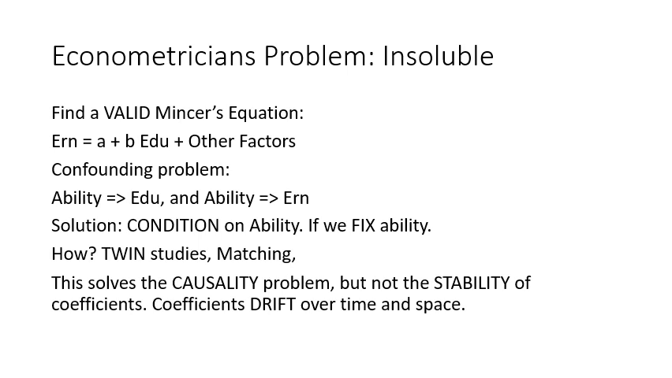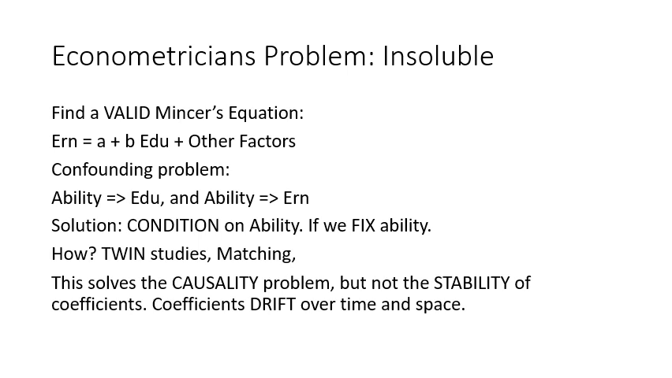But the other problem, which is to find an equation which is stable, where the coefficients a and b don't change from time to time, this is the problem which econometricians try to solve. And this cannot be solved because a and b will naturally drift over time and space due to changing environment.